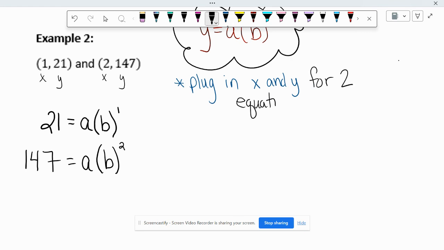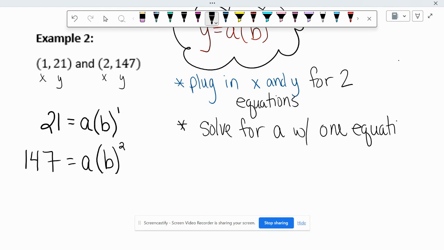So those are our 2 equations. That's what we did first. The next thing that we're going to do is solve for A with one of your equations. So I'm going to take this first equation and I'm going to solve it for A. So 21 equals A times B to the first. I have a question. What is B to the first power? It's just B. That's why I'm using that one. B to the first power is just B.